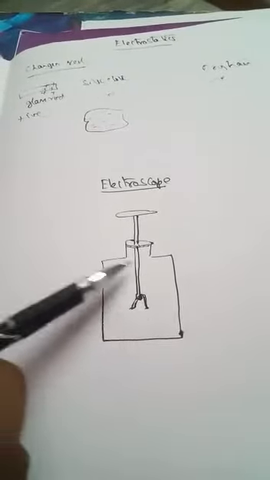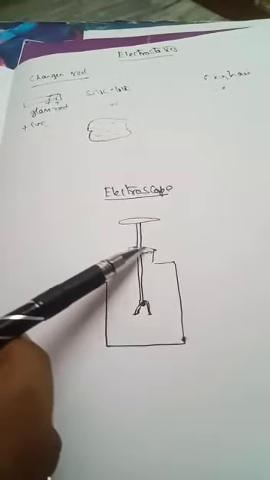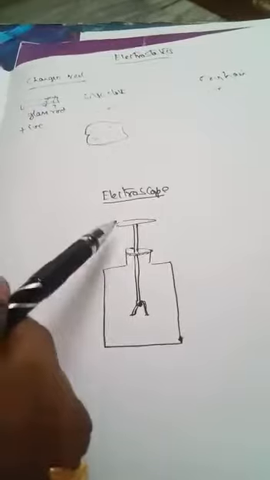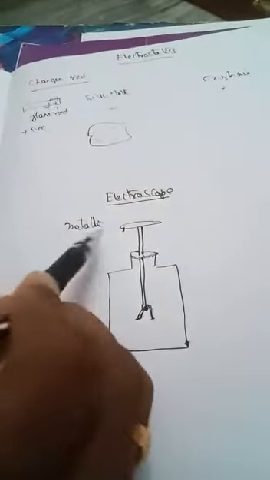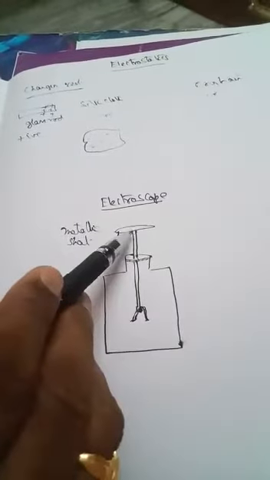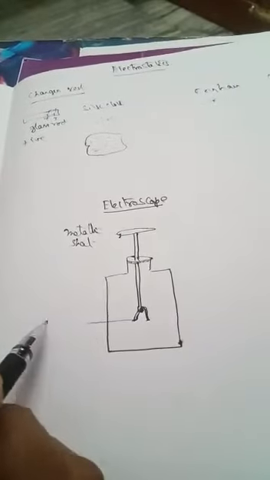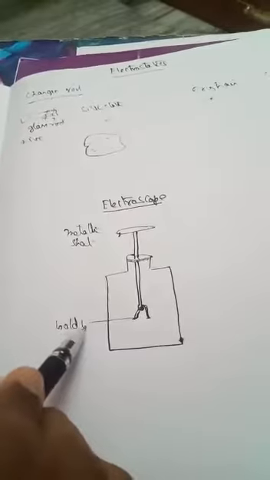That means there should be no air inside this, for which there is a closed rubber stopper, and there is a metallic sheet. It is the base of this one, which is connected with a conductor, and at the end of this one we have a small piece of gold. People generally call this one gold leaves.